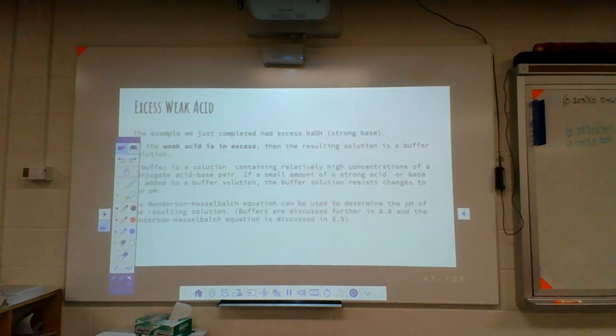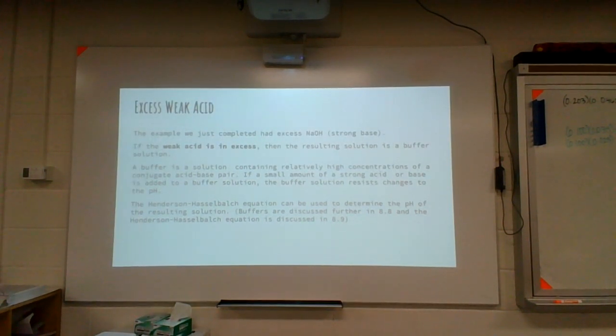So the example we just completed had excess of the strong base. If the weak acid is in excess, then the resulting solution is called a buffer solution. A buffer solution contains relatively high concentrations of a conjugate acid and base pair. If a small amount of a strong acid or base is added to this buffer solution, then the buffer solution resists changes to the pH because it's neutralizing that acid or base as you add it. So the Henderson-Hasselbalch equation can be used to determine the pH of the resulting solution. Buffers and the Henderson-Hasselbalch equation will be discussed more later in the unit.